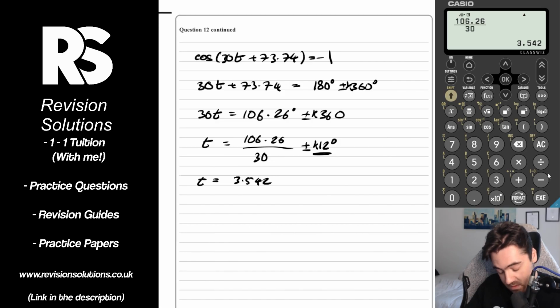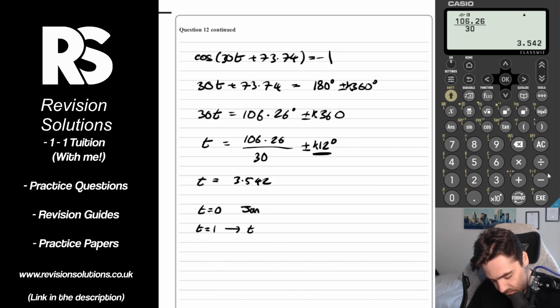Sorry, did I say that right? Let me try that again. At t equals 0, we're in January. Let's say t equals 1 through to t equals 2, that's all February. T equals 2 to 3 would be March. So then t equals 3 to 4 would be April.